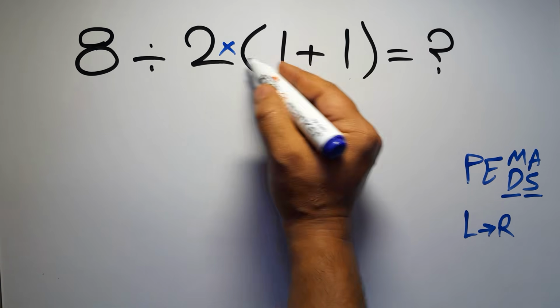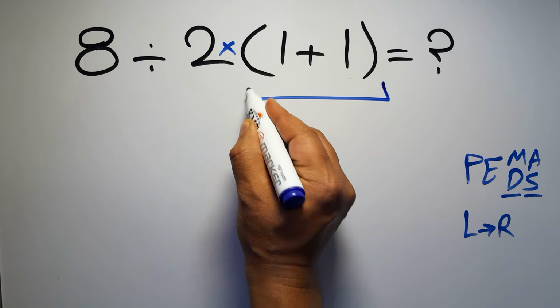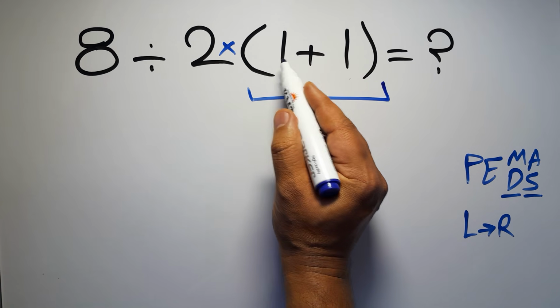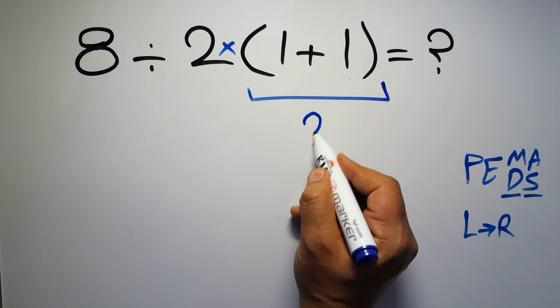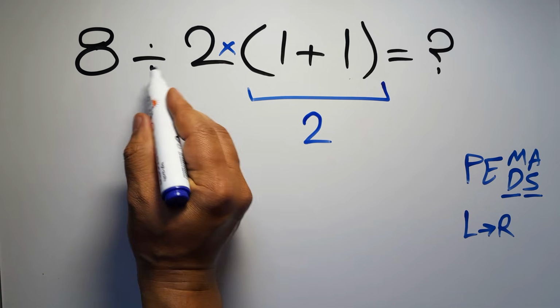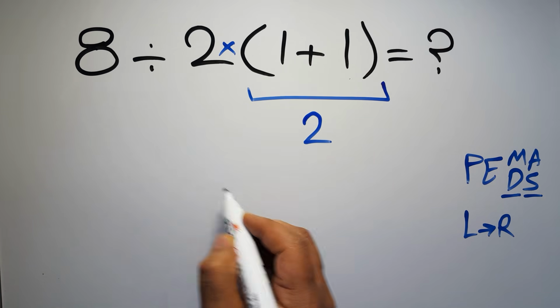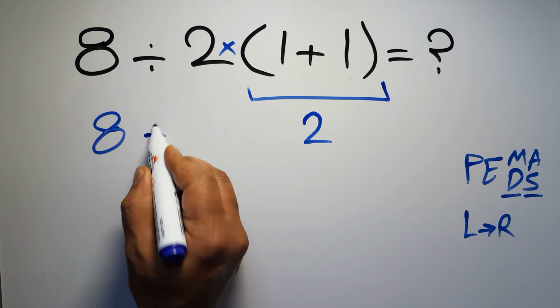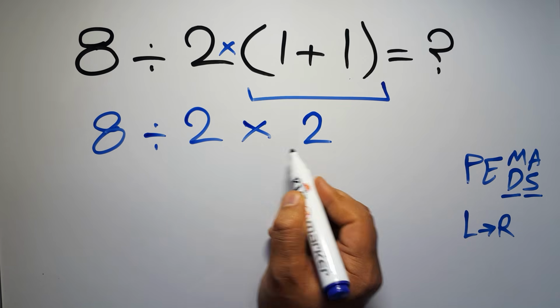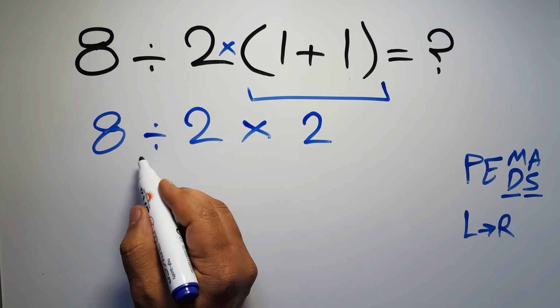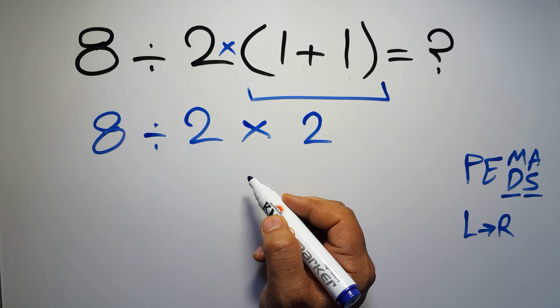So first we have to do this parentheses. Inside this parentheses we have 1 plus 1, which equals 2. So 8 divided by 2 then times 2. Now we have one division and one multiplication.